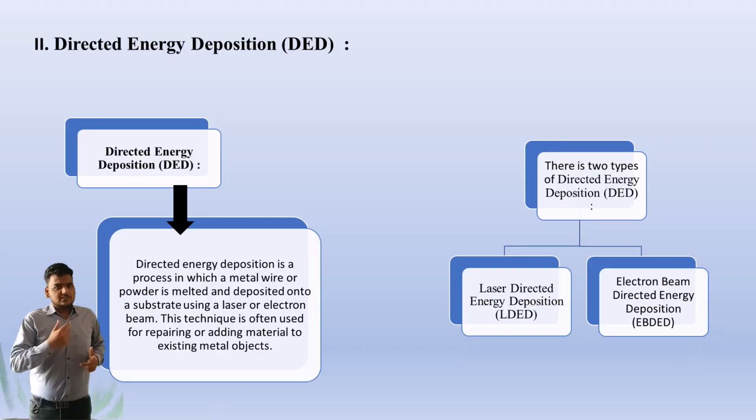The second technique of 3D metal printing is direct energy deposition. Direct energy deposition is a process in which a metal wire or powder is melted and deposited onto a substrate using a laser or electron beam. This technique is often used for repairing or adding material to existing metal objects. There are two types of direct energy deposition. First is laser direct energy deposition and second is electron beam direct energy deposition.